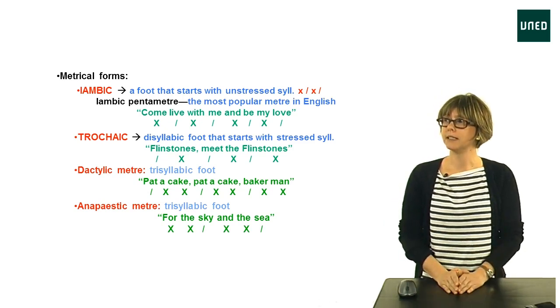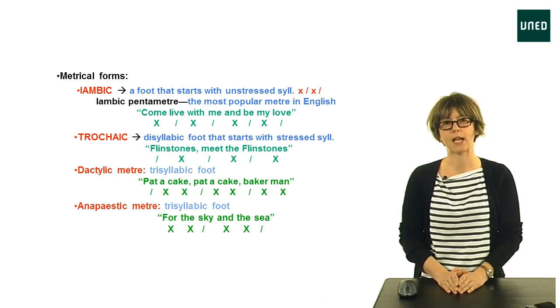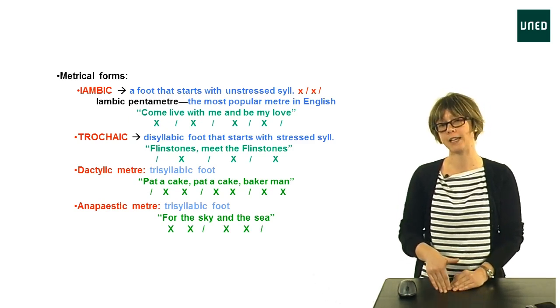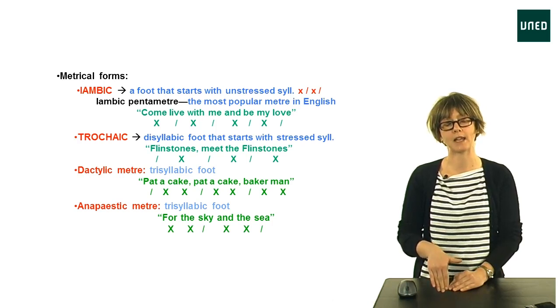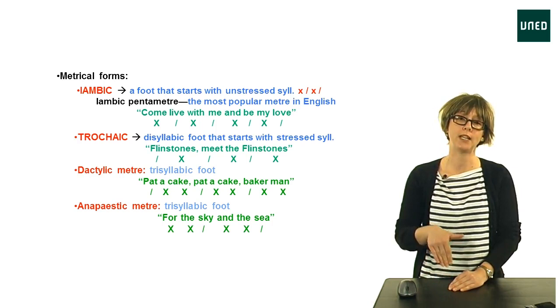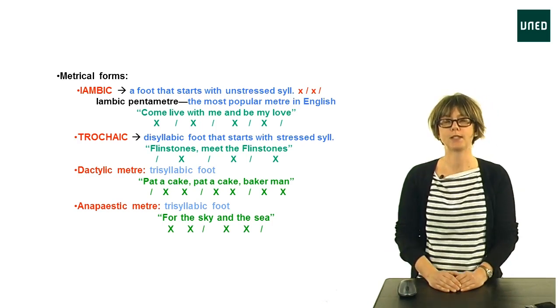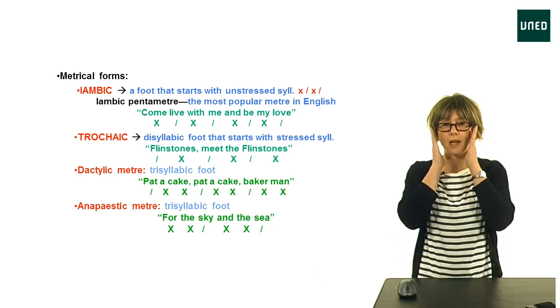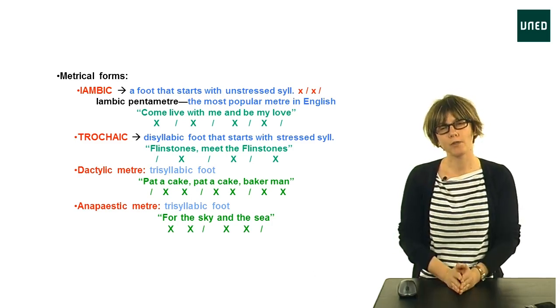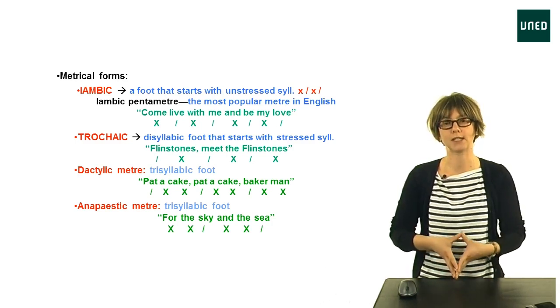Now, the dactylic meter is a trisyllabic foot, as in the nursery rhyme line, "Pat a cake, baker man." You see the 3 syllables. The first one in each foot is a stress. And the anapestic meter is another trisyllabic foot where the stress is in the last syllable of the group of 3, as in "for the sky and the sea."